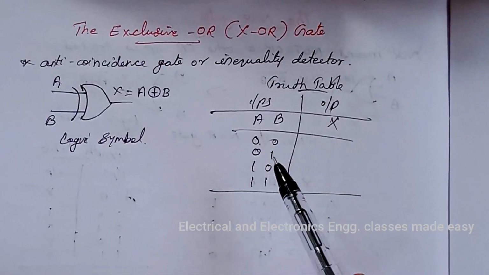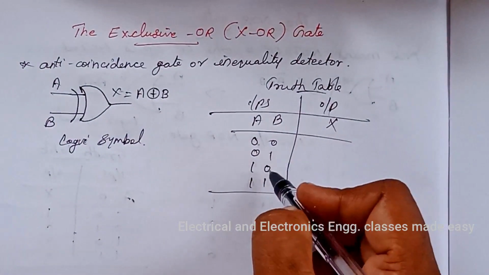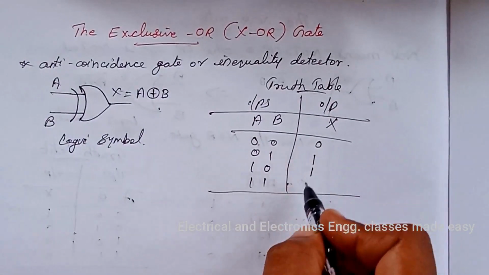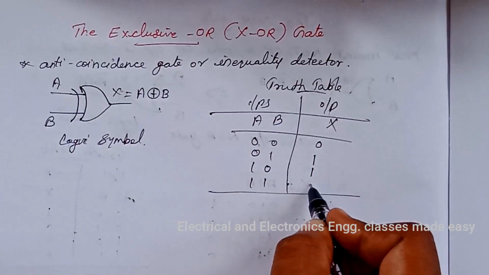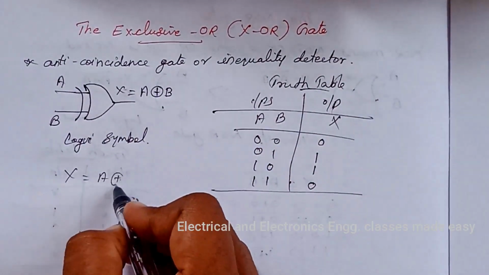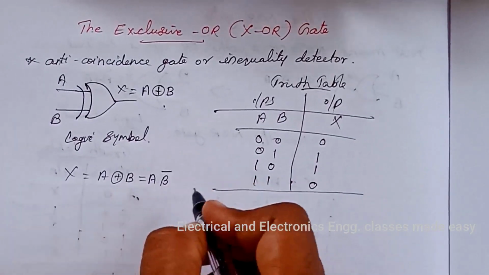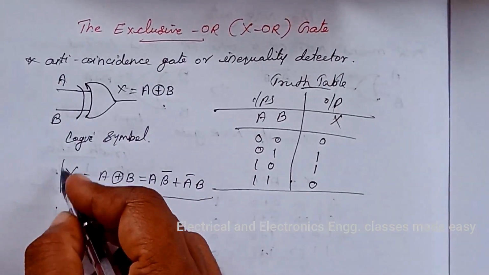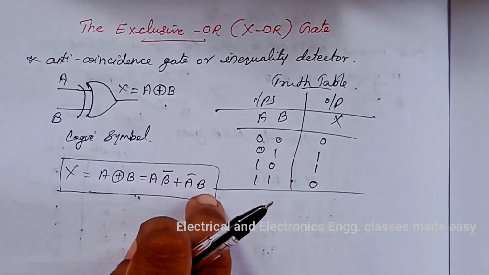The output assumes a logic 1 state when any of the two inputs assumes a logic 1. That is, these are 1, and when both the inputs are 0 or both the inputs are 1, the output is 0. That is, X is equal to A XOR B, and we can write it as A B bar plus A bar B. So this is the XOR gate.